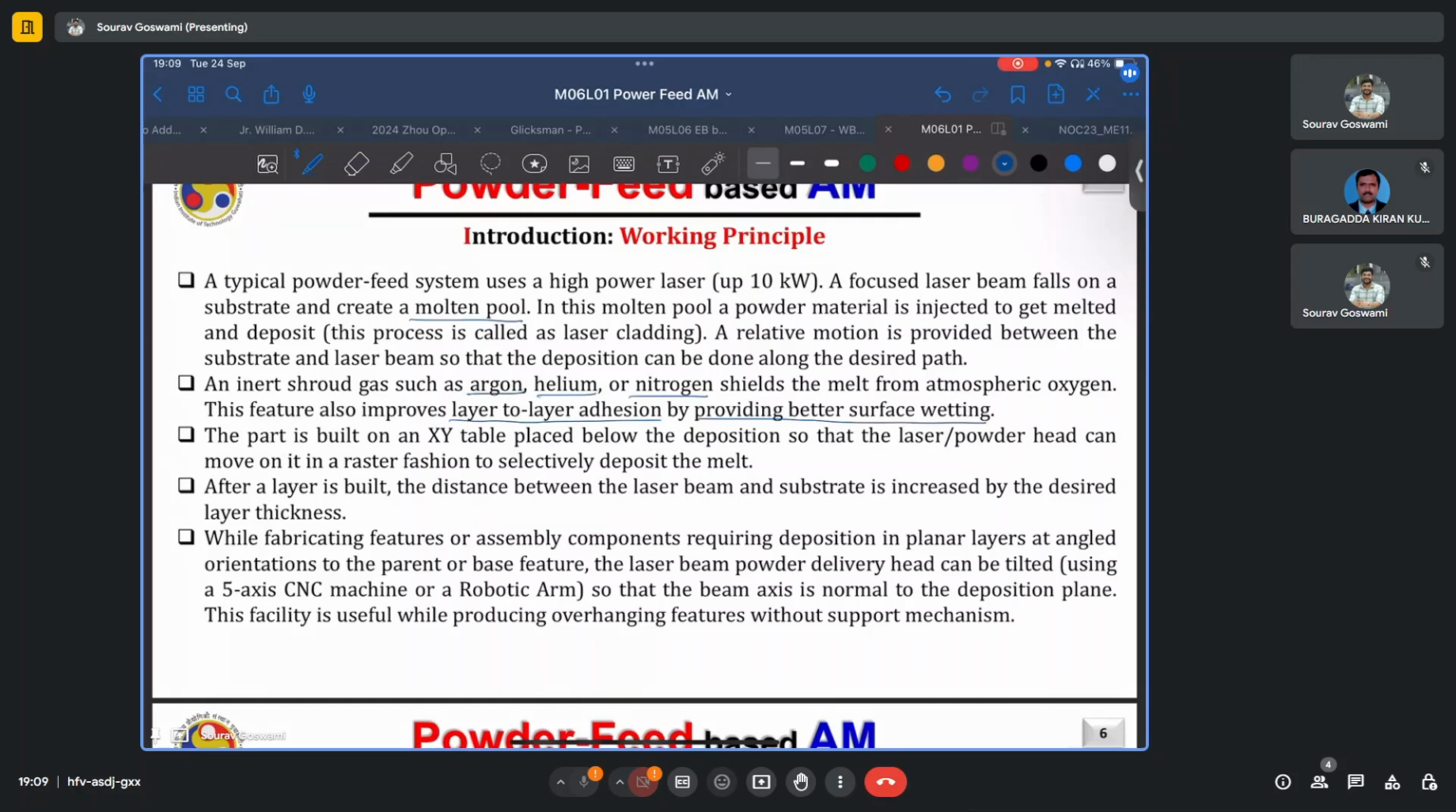The part is built on an XY table placed below the deposition head so that the laser and powder head can move on it in a raster fashion or any other tool path as you desire. After a layer is built, the distance between the laser beam and the substrate is increased by the desired layer thickness. This can be achieved by either having the Z motion on the deposition head and the XY motion being on the table, or all three motions being on the table and the head being stationary, or any combination of motions being available with either the head or the table.